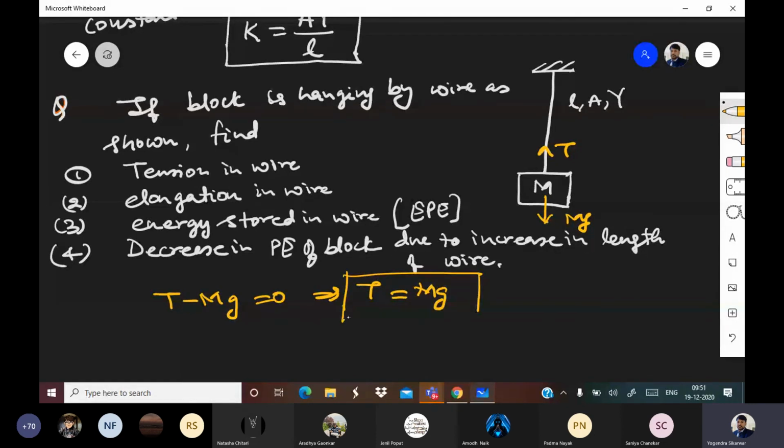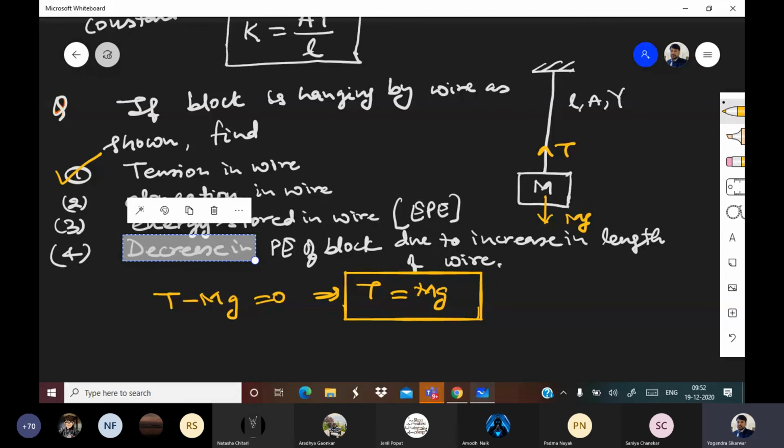Okay. If you have not done this much, then you are a very, very lazy person and you should be punished. Okay. If you have not done this much also, then now comes elongation in wire.